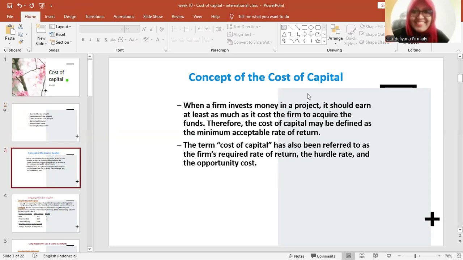Okay, now the first one, we're going to talk about the concept of the cost of capital. When a firm invests money in a project, it should earn at least as much as it costs the firm to acquire the funds. Therefore, the cost of capital may be defined as the minimum acceptable rate of return. The term cost of capital has also been referred to as the firm's required rate of return, or the hurdle rate by the investors, as well as the opportunity cost.